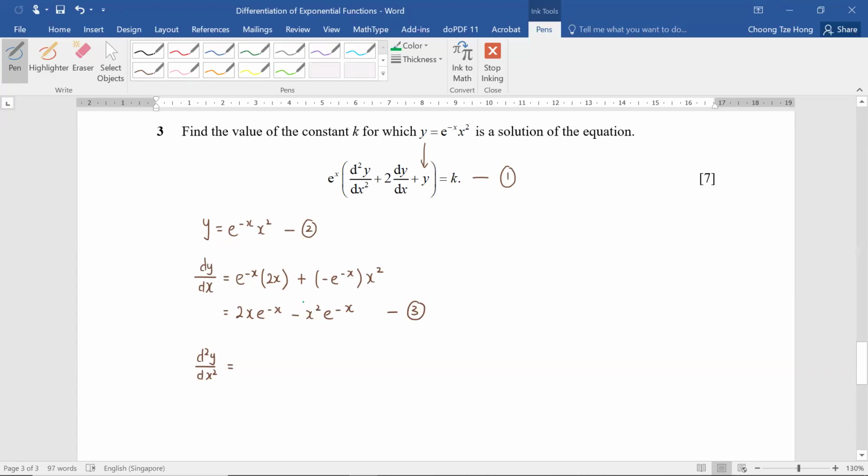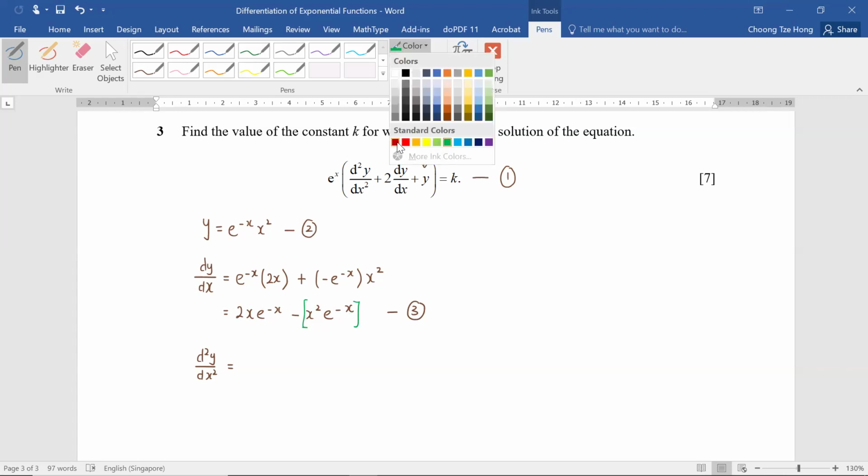I'm going to put a bracket over here. Basically, we are going to differentiate the term on the left, 2x times e to the power negative x, then minus bracket, then differentiate the term inside the green bracket, which is x squared times e to the power negative x. That's basically what we're going to do. We're going to change the color. I think we were using brown just now.